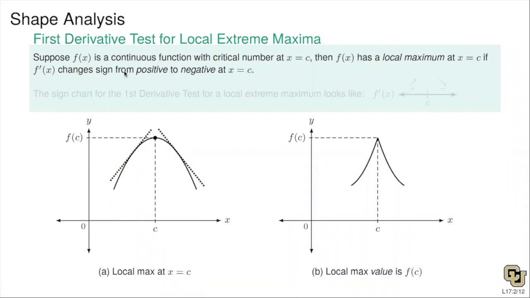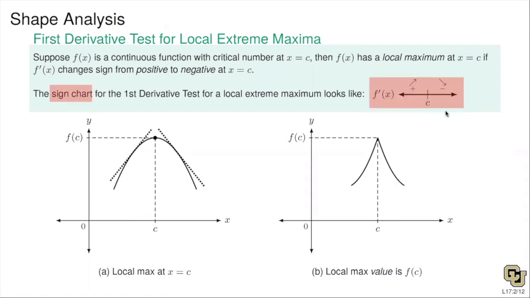And so we use a sign chart typically to do the first derivative test. We just draw a little x-axis, put the critical point on the x-axis and check the sign of the derivative. Is it positive or negative around c? And then we can indicate if it's increasing or decreasing. And if it has this particular pattern, increasing, decreasing, then we have a local max at c.